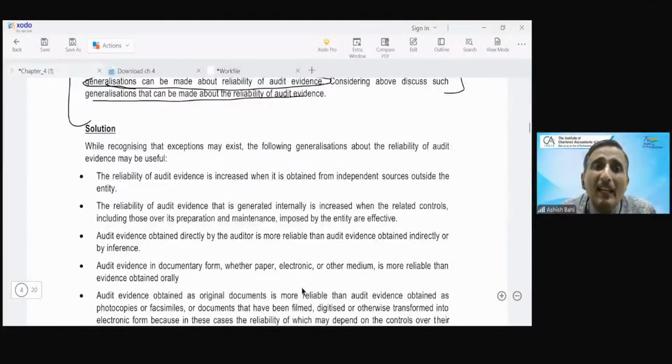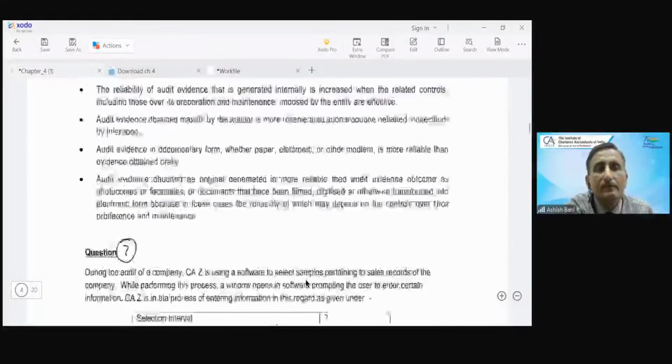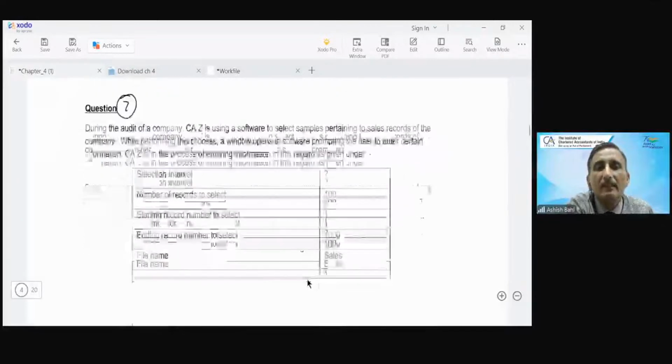Audit evidence obtained in documentary form is more reliable than audit evidence obtained orally, whether in documentary form or in electronic form. Audit evidence contained in original documents is more reliable than photocopies. Clear? So these kinds of things.